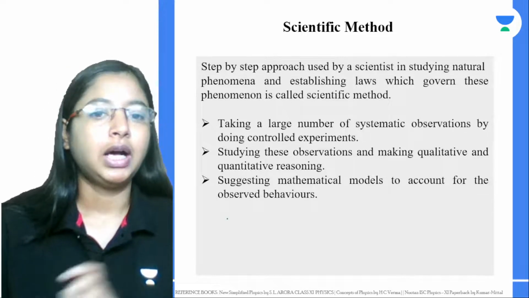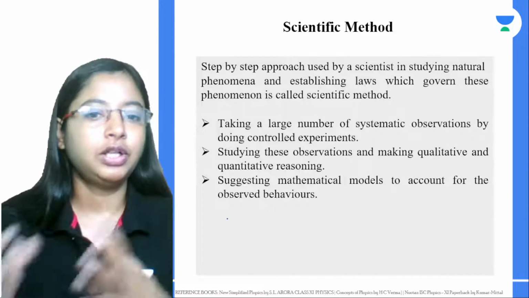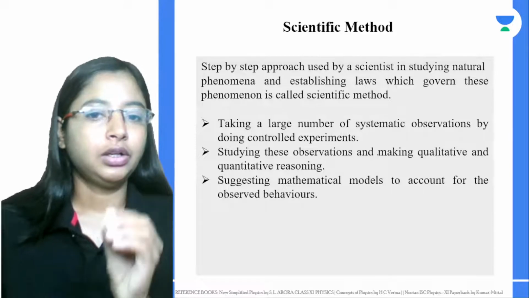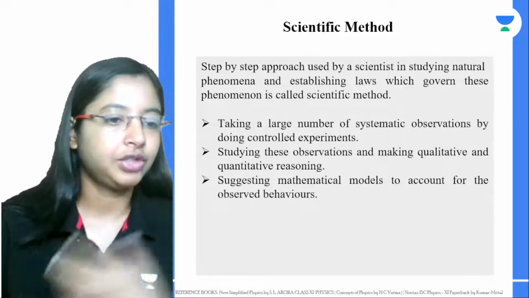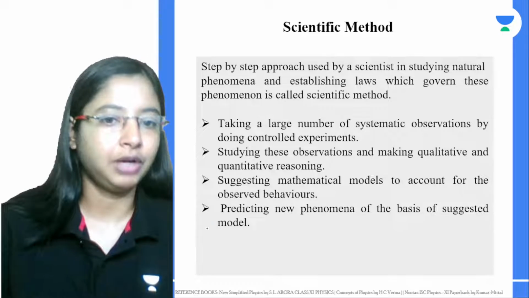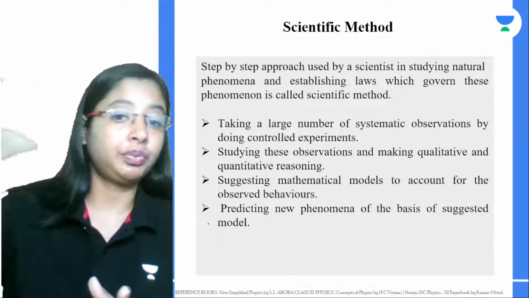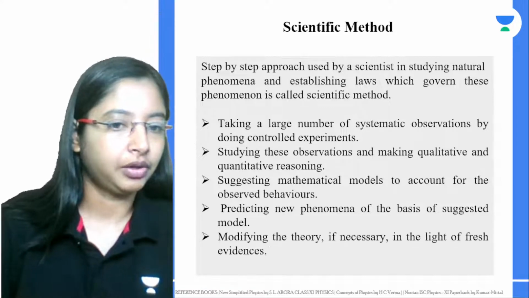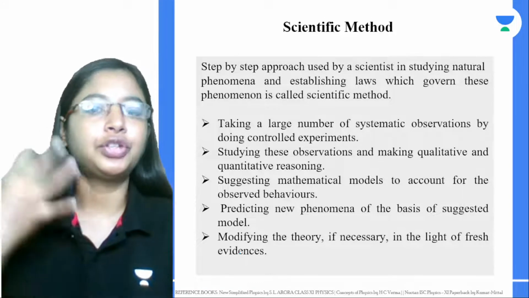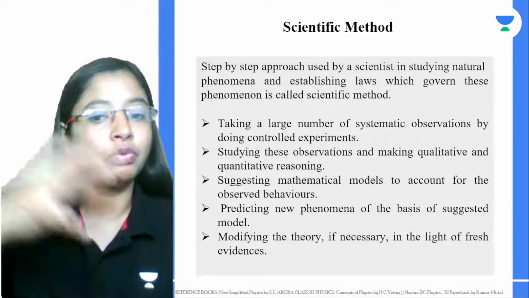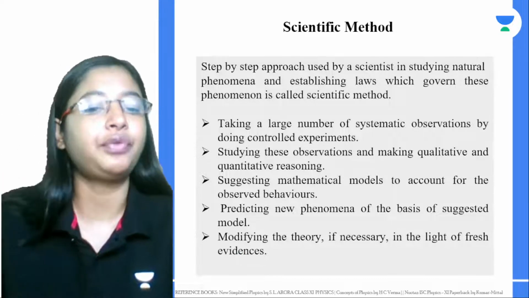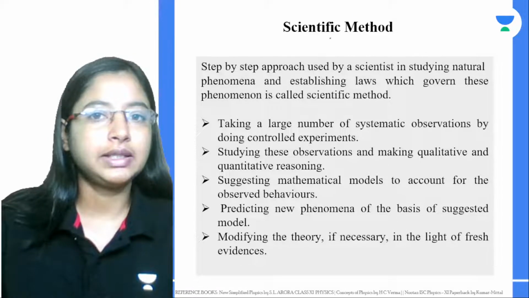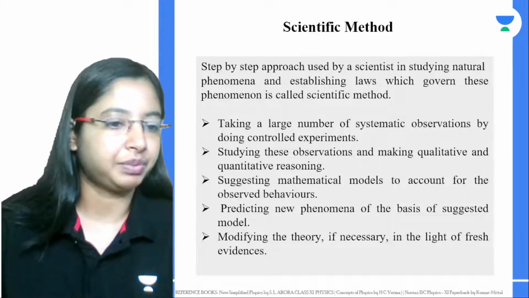Next, you're going to suggest mathematical models to account for these observed behaviors. The model that you're suggesting should not only account for the behaviors you've seen till now, it should also predict new phenomena that you're yet to discover. And finally, you should have the right kind of mindset to modify the theory if necessary, if you're getting new evidences. So this is a step-by-step approach for the scientific method.